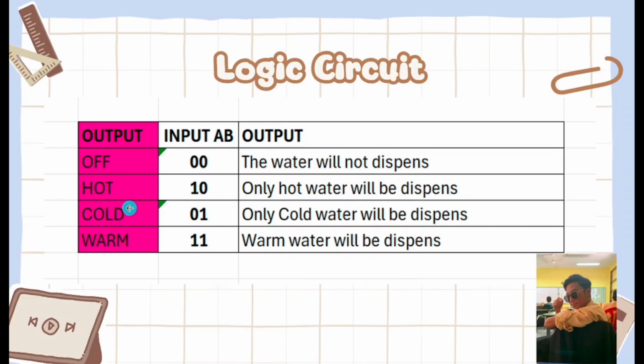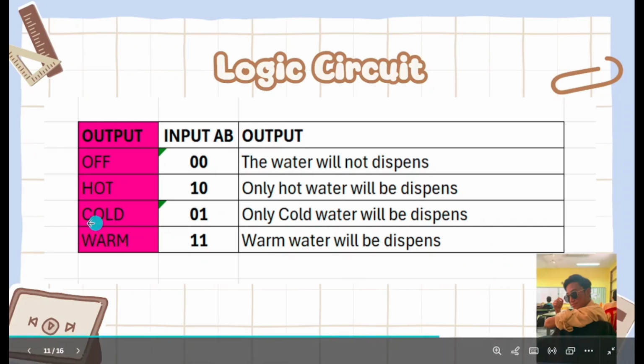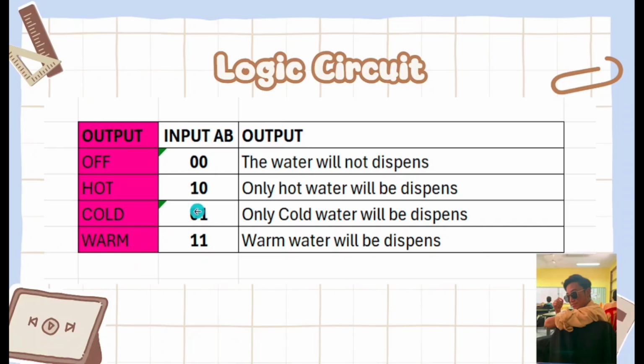Next, for cold water, the input A will be 0 and input B will be 1, so only cold water will be dispensed. And lastly, for warm water, the input A and B must be 1, 1, so warm water will be dispensed.